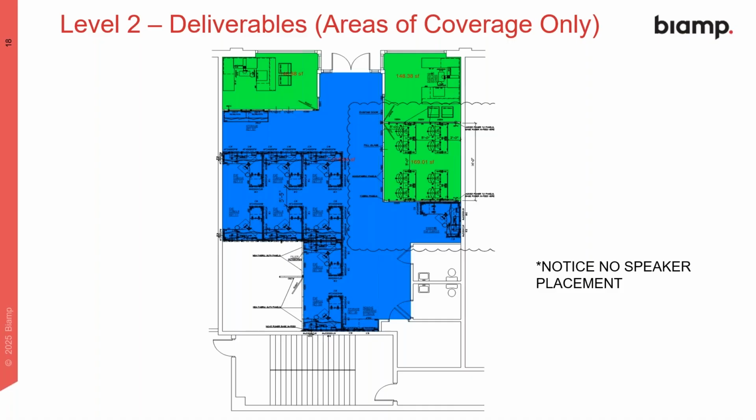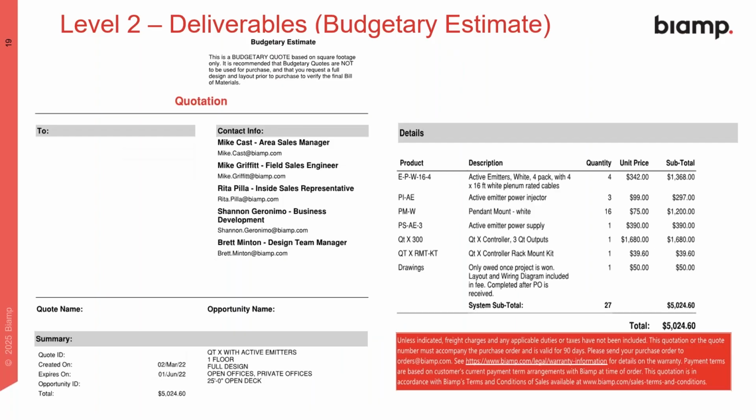So, hey, I'm taking 2 zones. You notice that there's a square foot number inside of these boxes. I don't know if that's large or small for you guys. I apologize. But there's no speaker placement. But we take these square foot numbers and we're able to get an estimate of how many speakers are actually being used on the project. Now, from this standpoint, the quote here for the level 2 deliverable looks the same, except for this little box up at the top that says budgetary estimate.